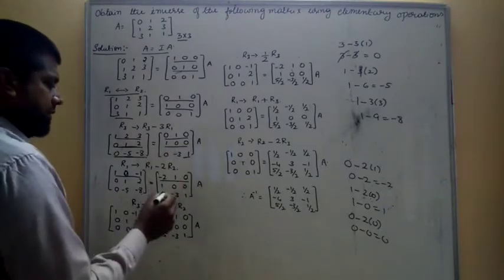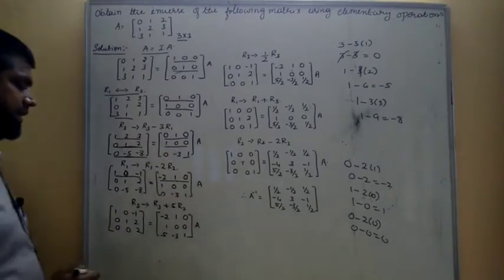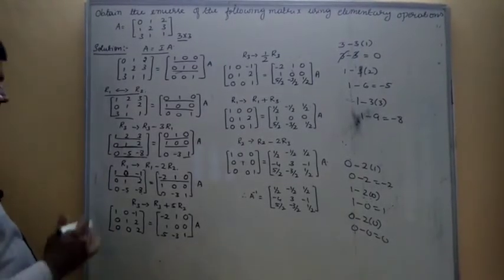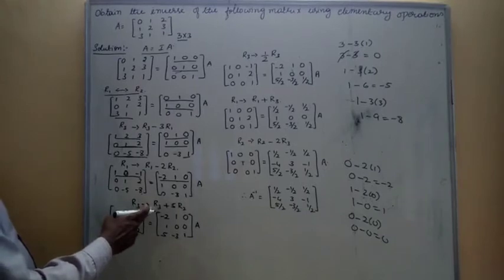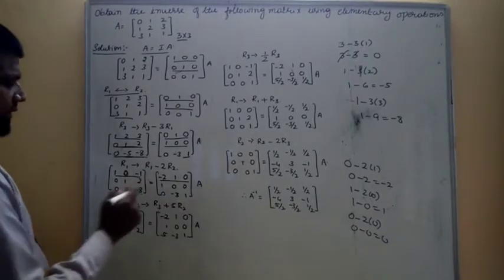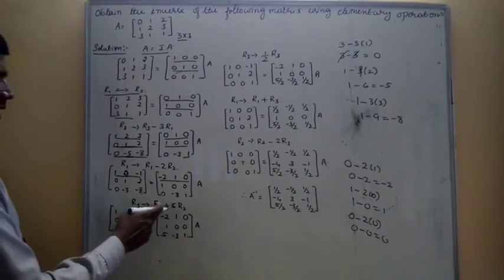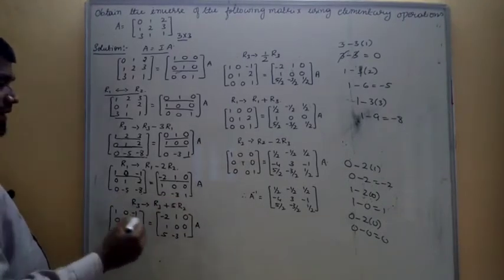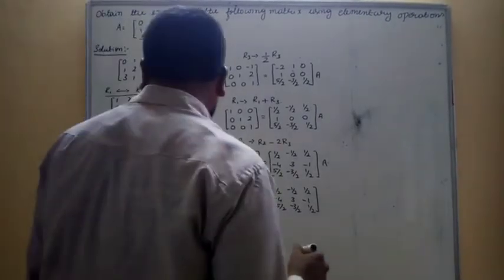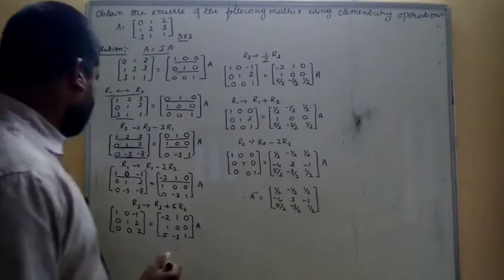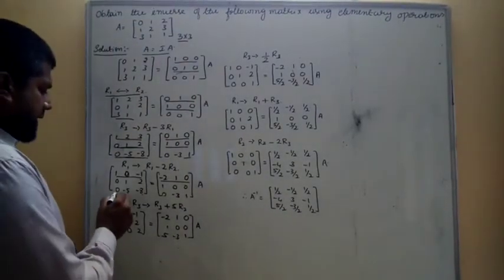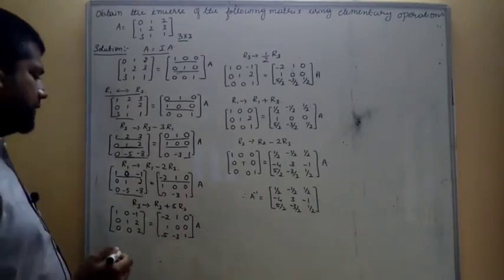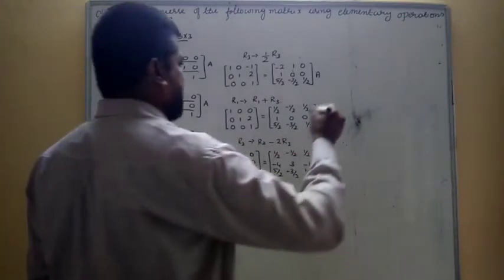Second row we have to write same as it is. Third row we have to write same as it is. So let us go for the next one. Next step, R3 changes to R3 plus 5R2. So here R3, what is R3 here? Okay, let us go for the change of R3 here. So here R3 is 0, minus 5, minus 8. Okay, so we have to change R3.